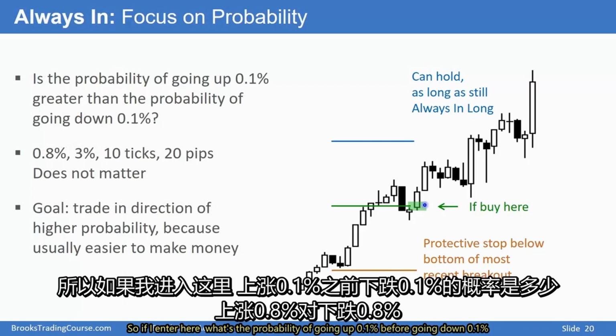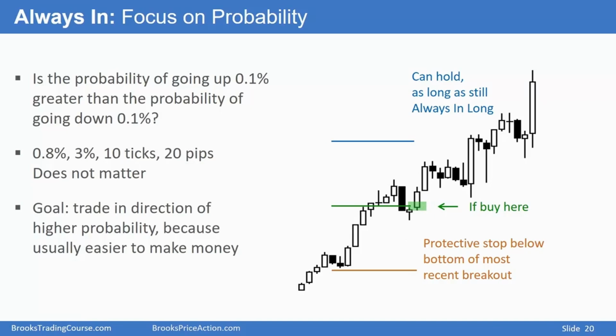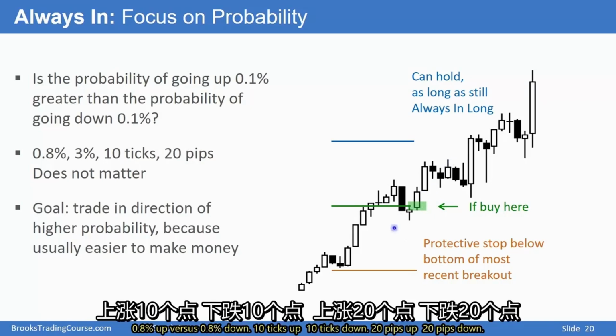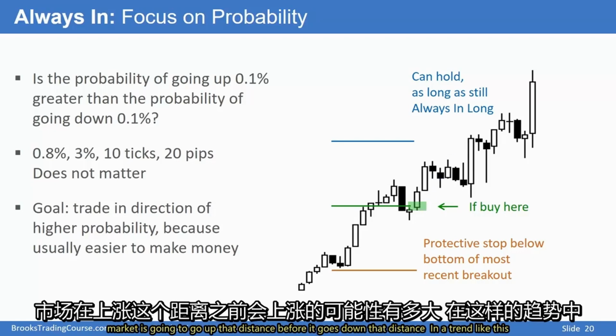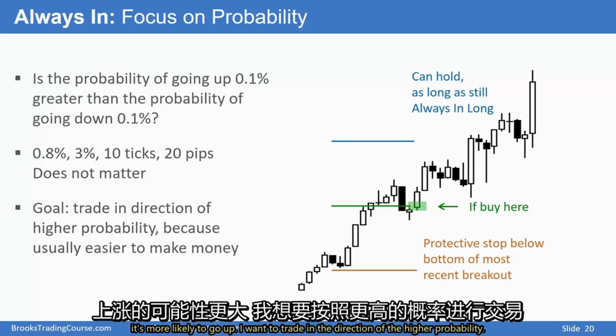So if I enter here, what's the probability of going up 0.1% before going down 0.1%? 0.8% up versus 0.8% down. 10 ticks up, 10 ticks down. 20 pips up, 20 pips down. I'm looking at the same distance up as down. Pick any distance. What's the likelihood the market is going to go up that distance before it goes down that distance? In a trend like this, it's more likely to go up.